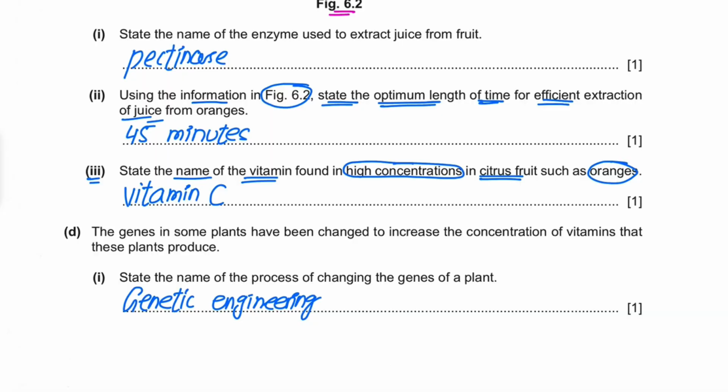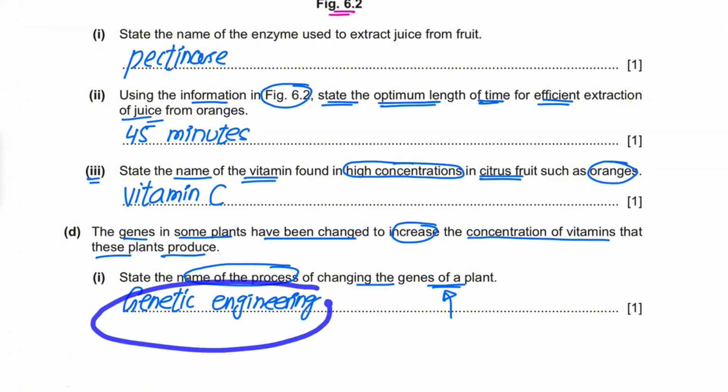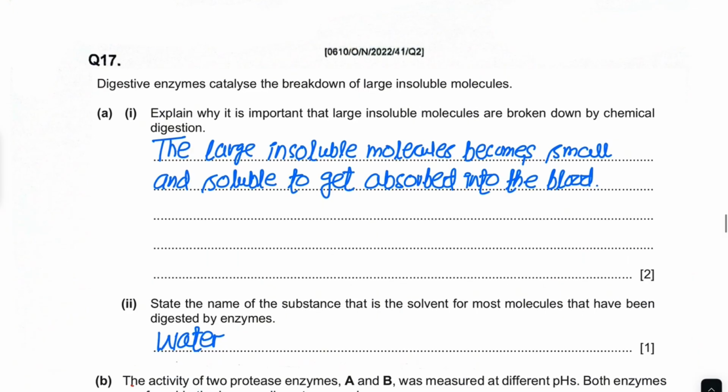Now for the D part, this says that genes in some plants have been changed to increase the concentration of the vitamins that these plants produce. So they want you to name the process by which we change the gene of the plant. And we know it well that whenever the gene has to be modified or changed, we employ genetic engineering.